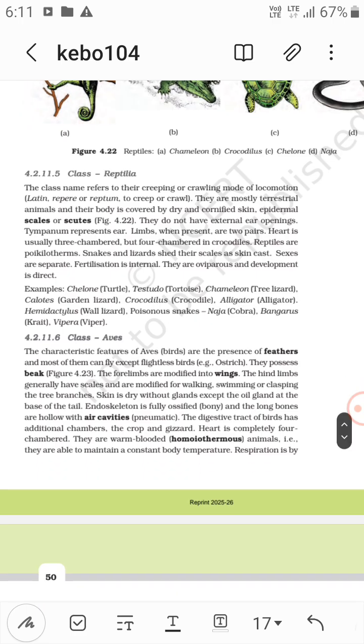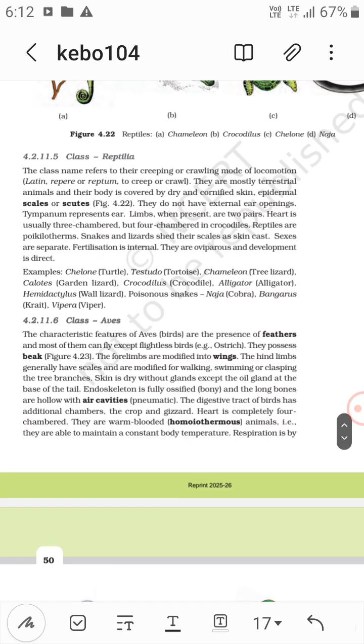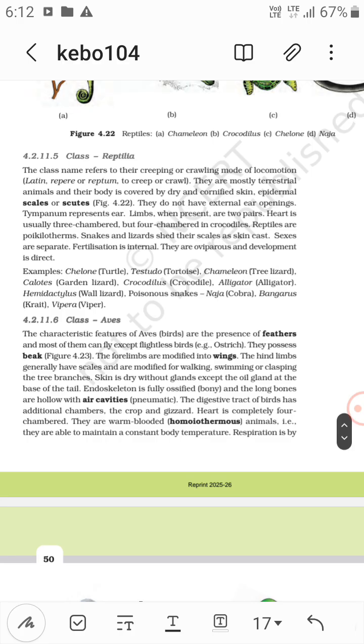that is viper. Aves. The characteristic feature of Aves, birds, is the presence of feathers, and most of them can fly except flightless birds like the ostrich. They possess a beak. The forelimbs are modified into wings. The skin is dry without glands except the oil glands at the base of the tail. The endoskeleton is fully ossified, bony, and the long bones are hollow with air cavities, that is pneumatic.